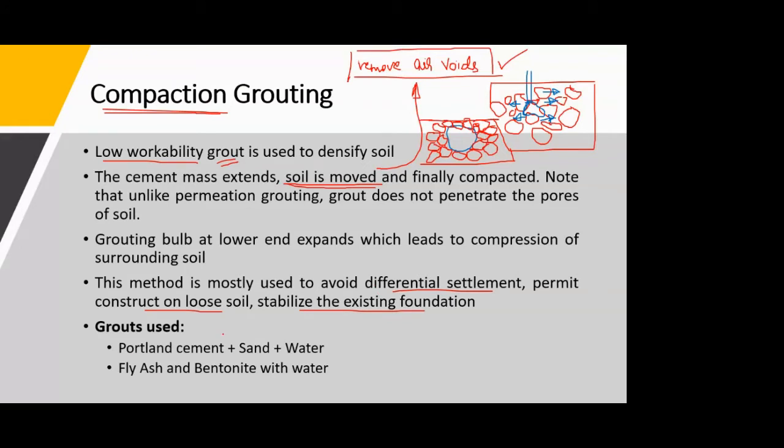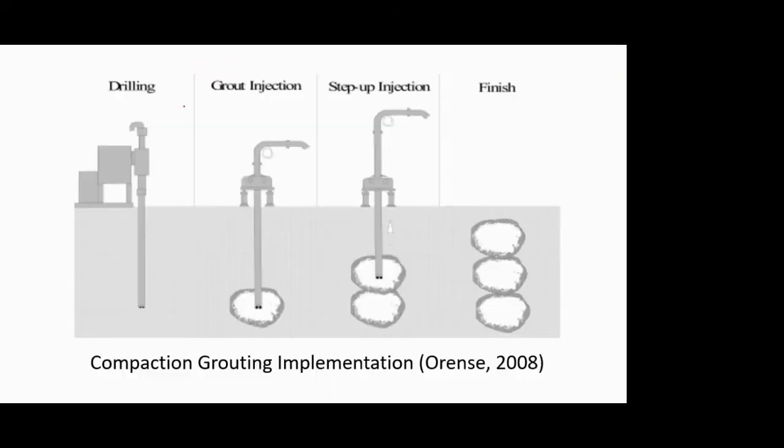As I said, one of the grouts that can be used is Portland cement, sand, and water. It's simply the cement mortar that you know. Another can be fly ash, bentonite, and water. Both of these grouts can be used for compaction grouting. Now the steps: the first step remains common, that you have to drill into the soil up to a desired depth.